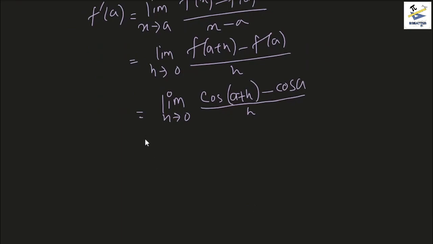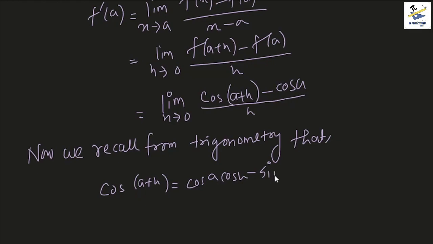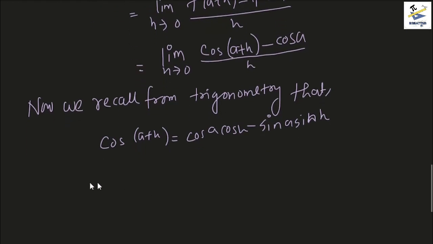So this means now we have to use the formula from trigonometry that cos of a plus h is equal to cos a cos h minus sin a sin h. Using this formula, what we can do is as follows.